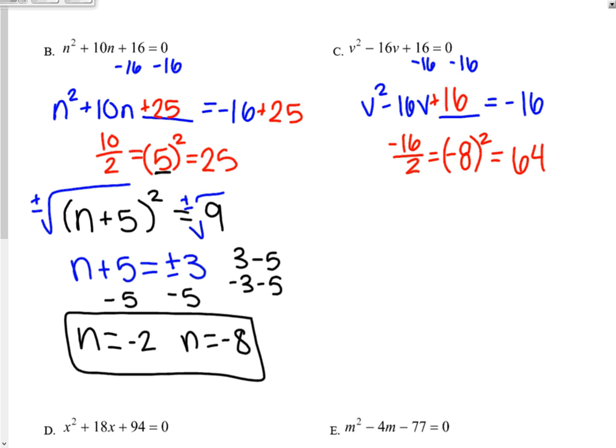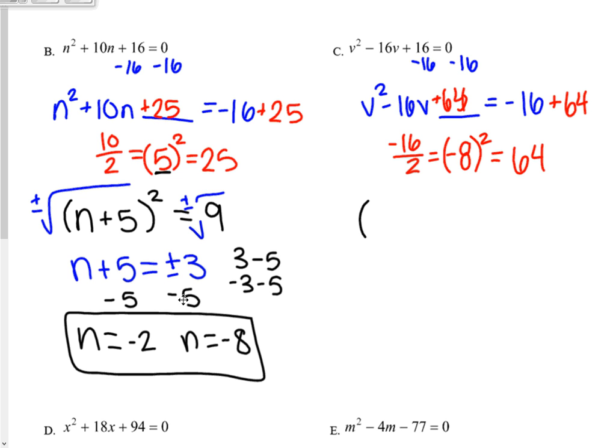If I add 64 to one side, I need to make sure I add 64 to the other side. So now I'm going to complete the square on this left-hand side.